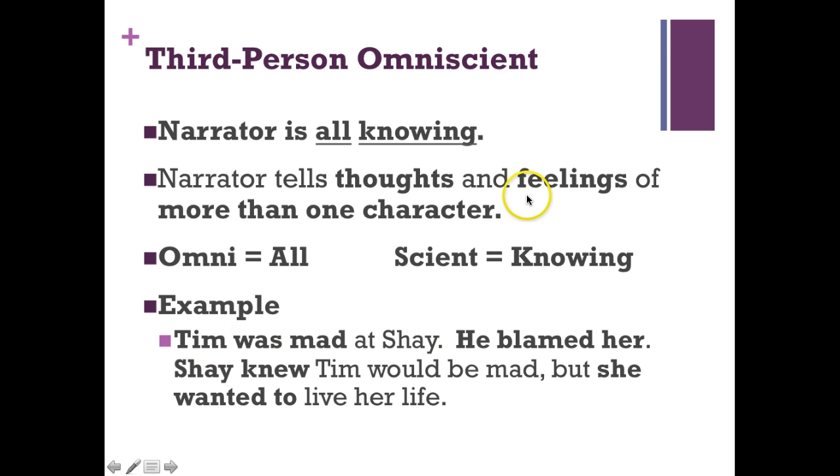So for example here, Tim was mad at Shay. He blamed her. Shay knew Tim would be mad, but she wanted to live her life. So in those three short sentences, we know what Tim is thinking and how he's feeling, and we know what's going on in Shay's head as well. So we know what's going on in everyone's head there. Okay.